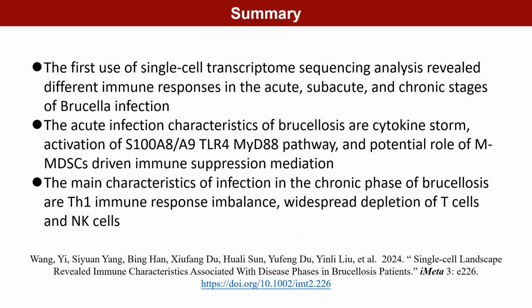The first use of single-cell transcriptome sequencing analysis revealed different immune responses in the acute, subacute, and chronic stages of Brucella infection. The characteristic of acute brucellosis infection is cytokine storm. The main characteristics of infection in the chronic phase of brucellosis are Th1 immune response imbalance and widespread depletion of T cells and NK cells.